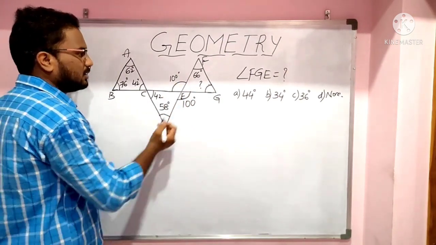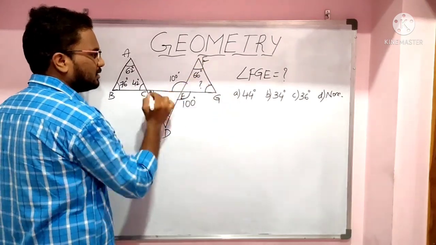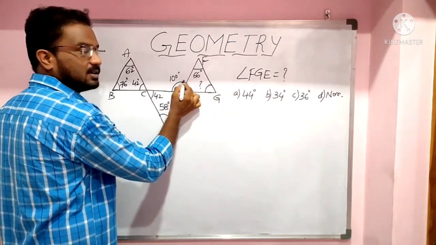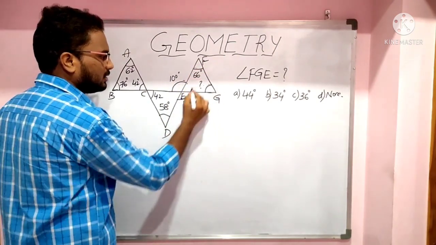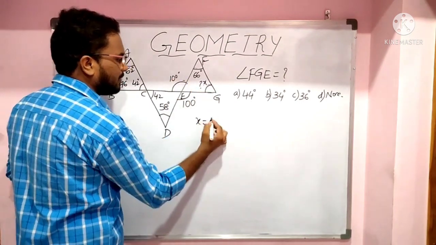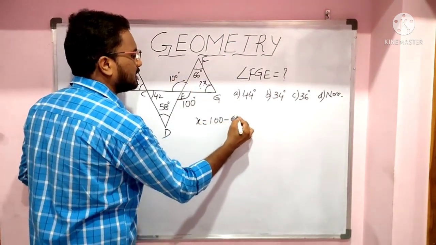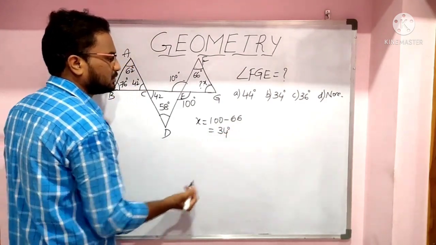Okay, so this is a triangle. In this triangle, this is the exterior angle. So the exterior angle equals the sum of the opposite interior angles. Let us say this is x. So x equals 100 minus 66. So the answer is 34 degrees.